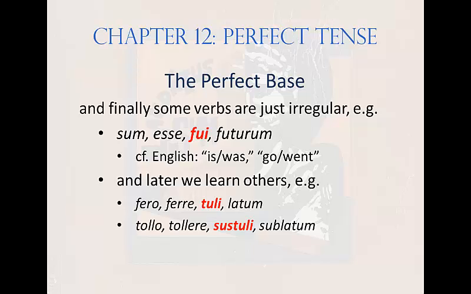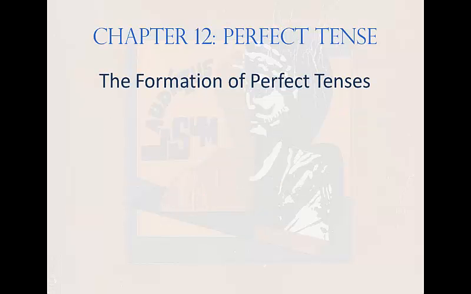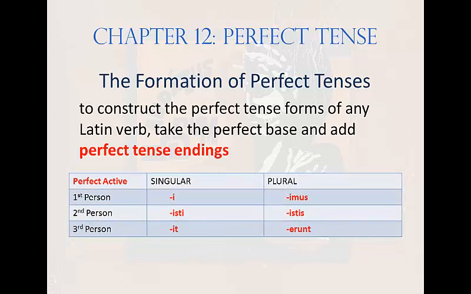So much for the perfect base. Now let's do the easy part of this lesson. How to form a finite perfect tense verb. Perfect tense verbs are much easier to form than present tense verbs because they involve only two components. A perfect base to which are added perfect tense endings. Here they are. Let's recite them together.